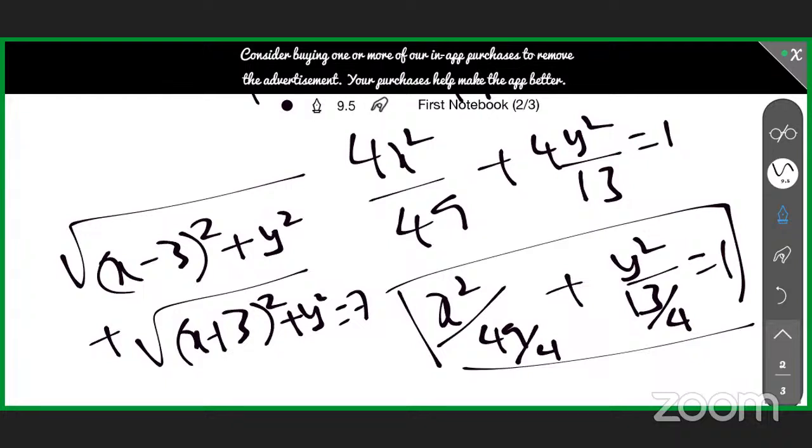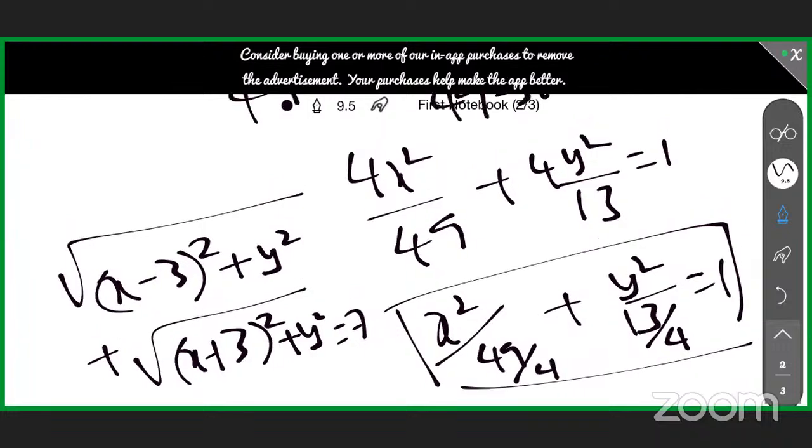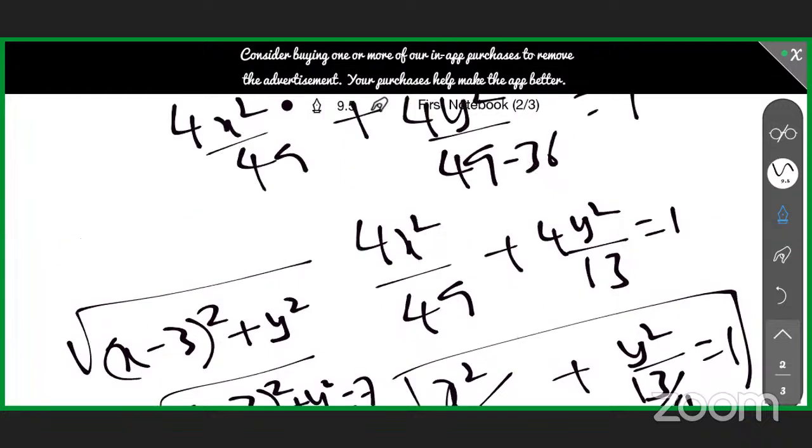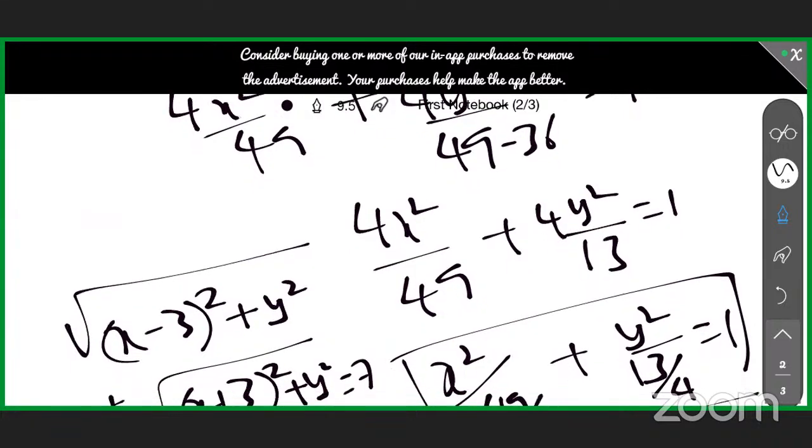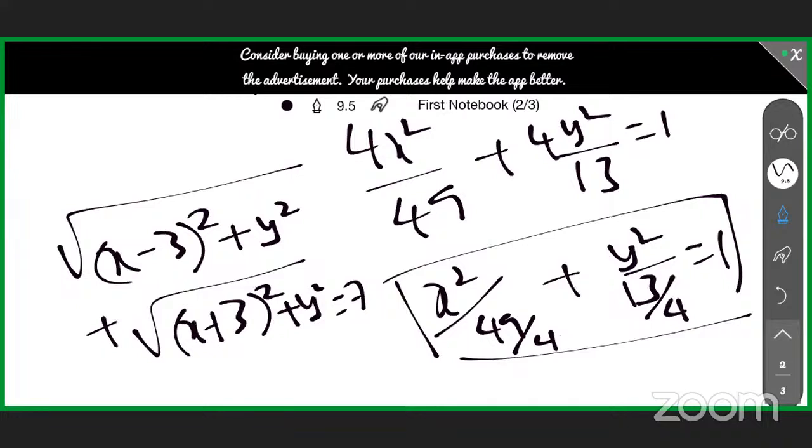Yes, sir. Yes or no? How did you get 13, sir? 49 minus 36. How much is 49 minus 36? Okay, sir. Sir, can you say how it came 7? K is equal to 7. That is the question. The locus of the point which satisfies the equation root of (x minus 3) whole square plus y square plus root of (x plus 3) whole square plus y square is equal to 7. That is the question.